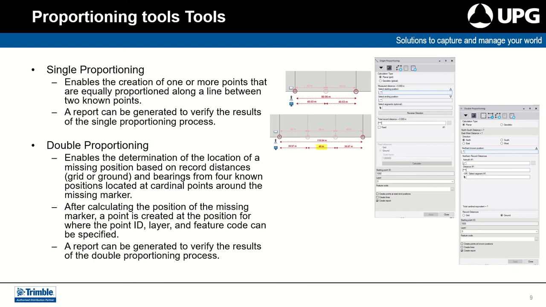There's also the double proportioning option, which allows you to calculate the coordinates of a point when you have 4 bearings shot from that particular point. This is a fairly standardized calculation technique, and if you need to know the coordinates and you have that bearing information, this double proportioning tool is what you would be using.